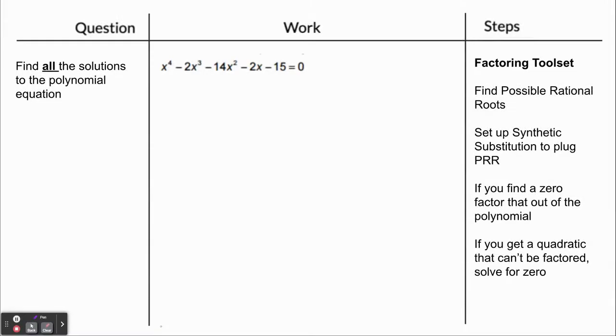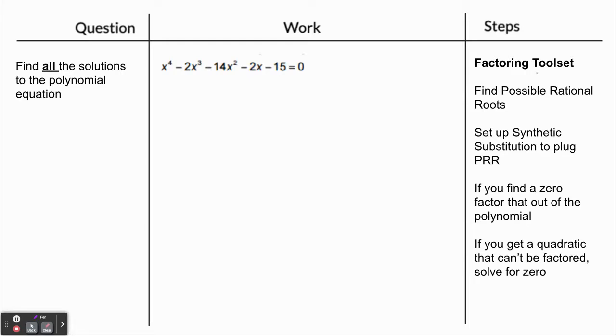Here we're asked to find all the solutions of this polynomial equation. So if we're trying to find all of the solutions, the first thing that I want you to think about is the factoring tool set. In this case, our factoring tool set is not necessarily going to help us a bunch because there's no greatest common factor, it's not quadratic, there's no special factors, and we can't factor by grouping. But I want you to keep it in mind as we go through.